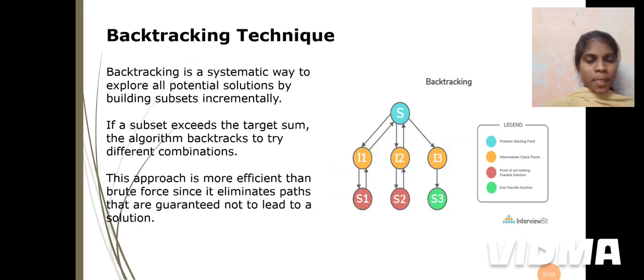Backtracking technique. Backtracking is a systematic way to explore all potential subsets by building subsets incrementally. If a subset exceeds the target sum, the algorithm backtracks to try different combinations. This approach is more efficient than brute force since it eliminates paths that are guaranteed not to lead to a solution.